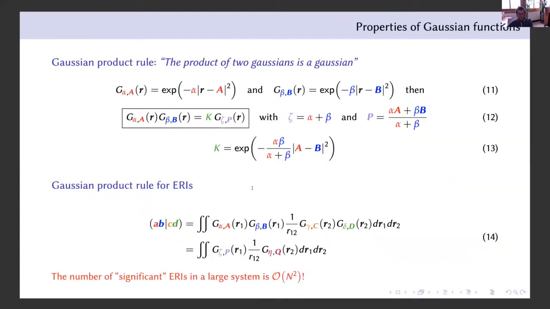Okay, so it looks like it's very hard, but actually there are a few properties of the Gaussian function that are going to save the day. The most important rule of Gaussian functions is what we call the Gaussian product rule, which tells you that the product of two Gaussians is actually a Gaussian function as well.